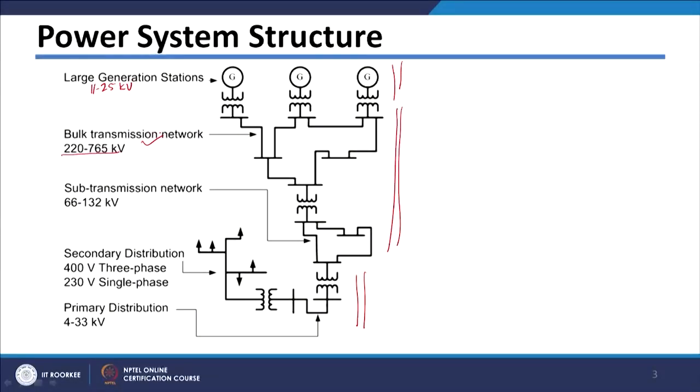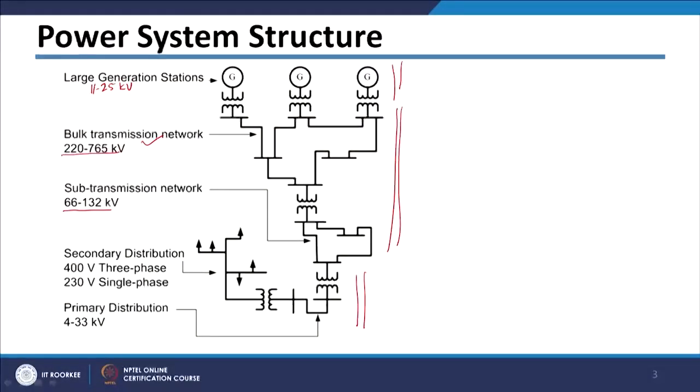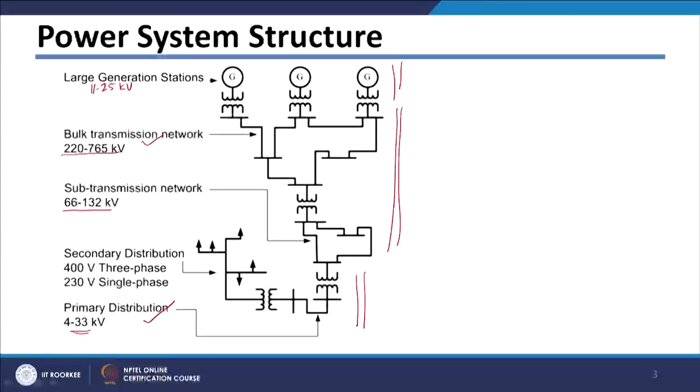Then they will be stepped down to the sub-transmission level, which is 66 kV to 132 kV. Then it will be further stepped down to the distribution level. Voltages at the distribution level are below 33 kV. The distribution level can be divided into two parts, that is primary distribution system and secondary distribution system. The primary distribution system has a voltage level between 4 and 33 kV, and the secondary distribution system has voltages of 400 volt three phase and 230 volt single phase.